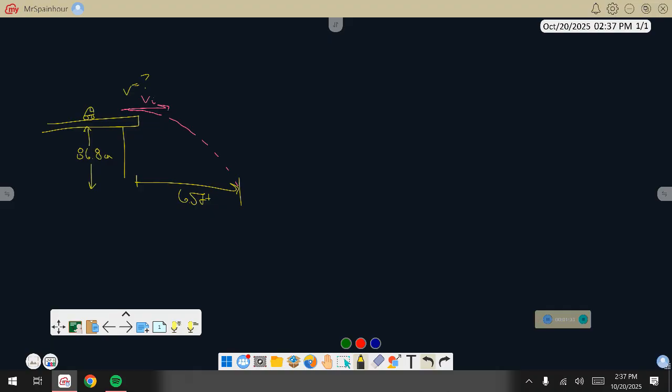Our velocity final, well, you kind of can get a gist of this, but which way is the car going to go into the ground? Kind of down and to the right. Yes? Maybe not exactly, but something like down like that. That is velocity final.